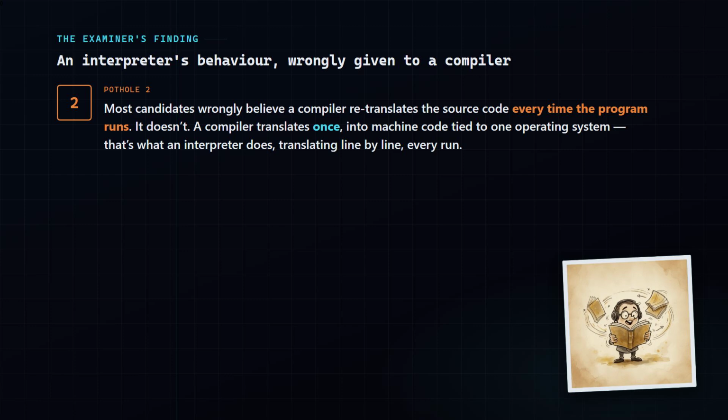Here's the second, and it's a genuine mix-up between 2 related terms. Most candidates wrongly attribute an interpreter's behavior to a compiler, believing a compiler retranslates the source code every single time the program runs. It doesn't. A compiler translates once into machine code tied to one specific operating system. That's an interpreter's job, translating line by line every run.